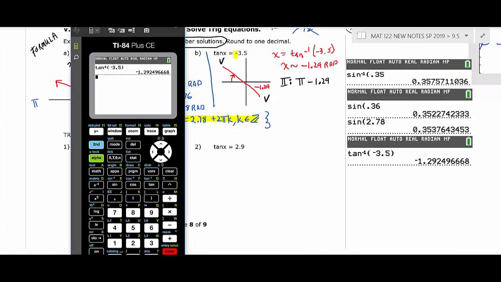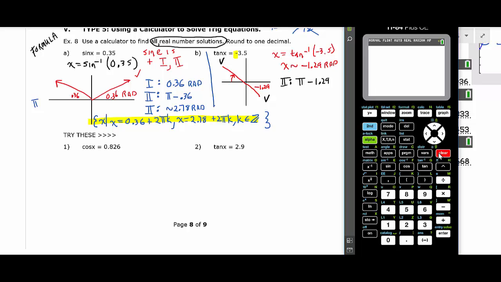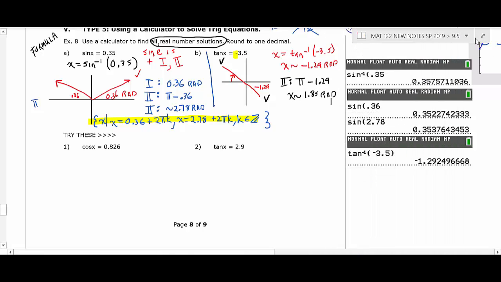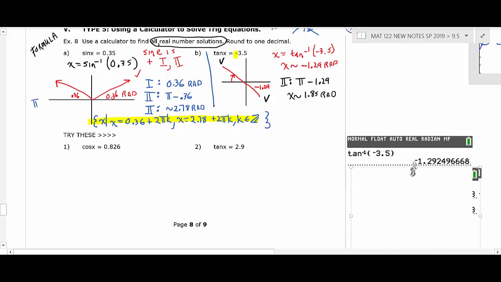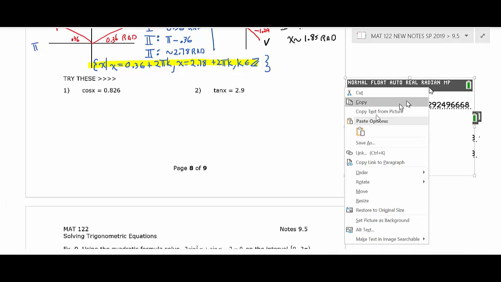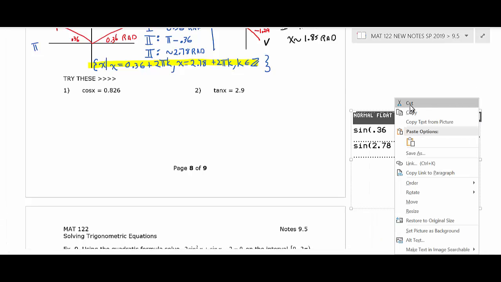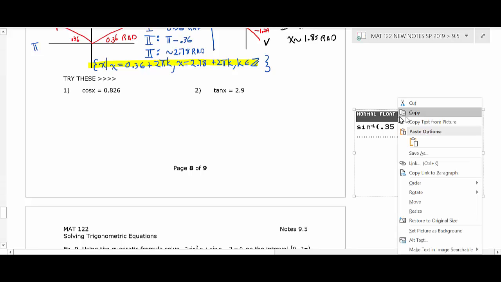So what I'll have on this then is pi minus that reference angle of 1.29 that came out on the calculator, and that will give approximately this. So in quadrant 2, x is approximately 1.85 radians. Now on a tangent, we just write the answer this way. We don't have to get both answers the way that we've learned, because the answers are pi radians apart. I'm just going to cut all this stuff out of here. It's getting in the way.